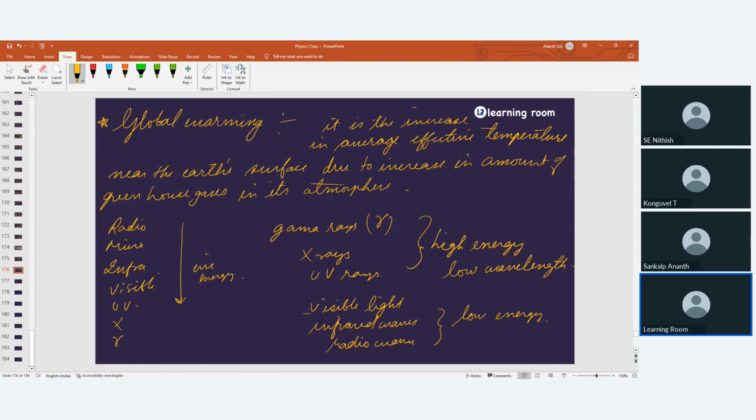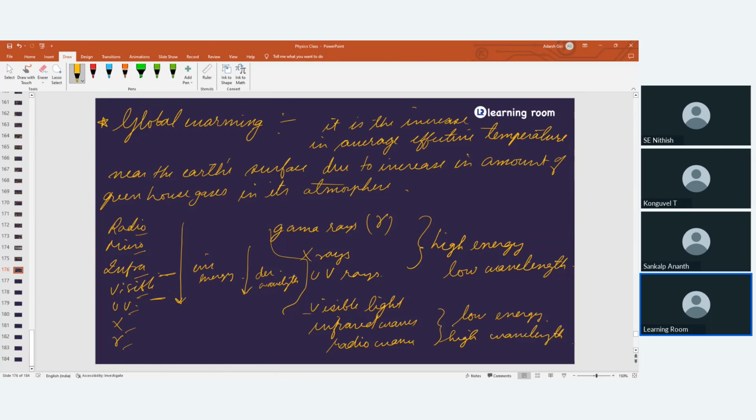Basically, we study these only. This is called the electromagnetic spectrum. These rays are always studied: radio waves, microwaves, infrared waves, visible light, that is the 7 colors come in this range. Then we have UV rays, then X-rays, then gamma rays. This is increasing energy and simultaneously decreasing wavelength. Understood? So these are the different kinds of waves that are emitted by the sun.